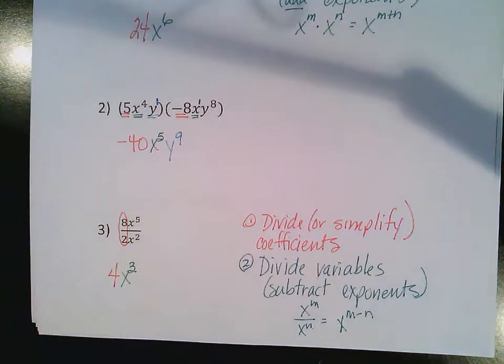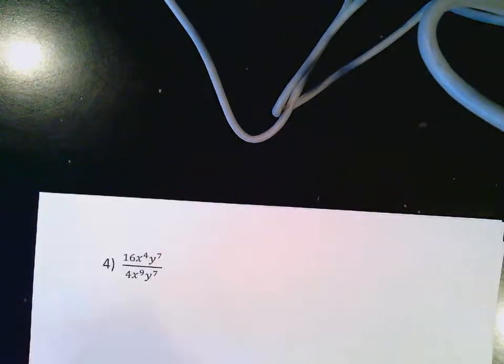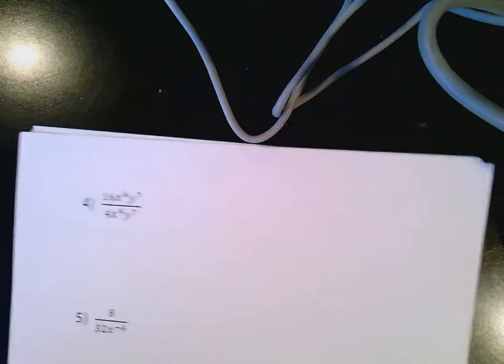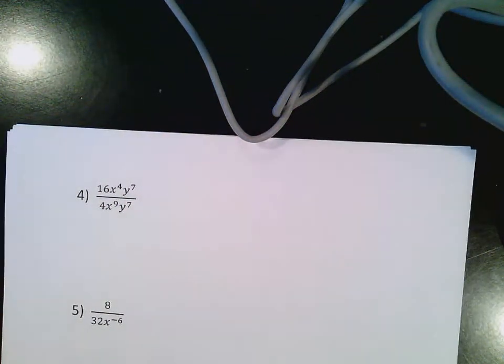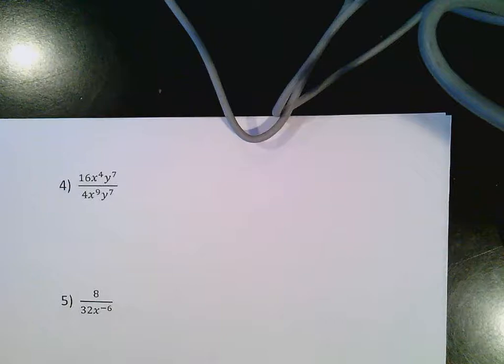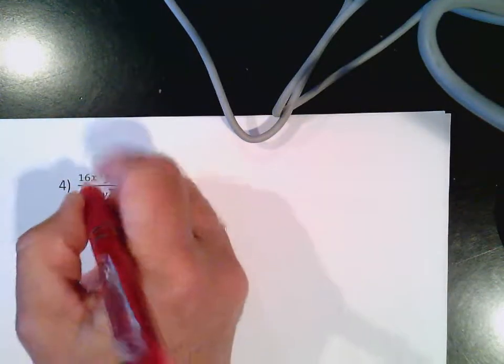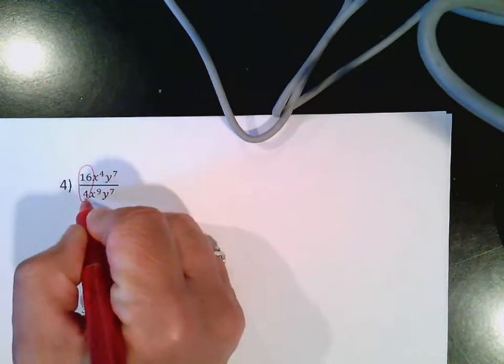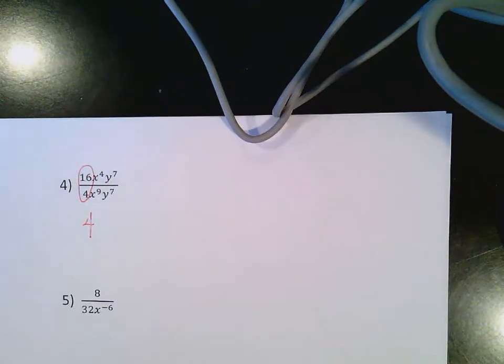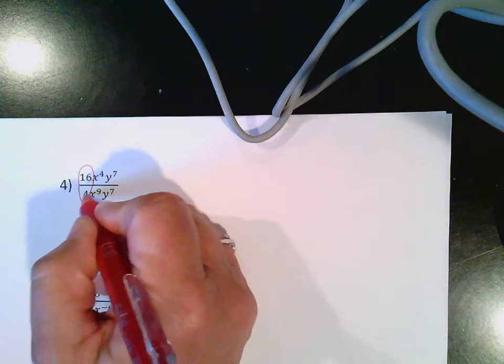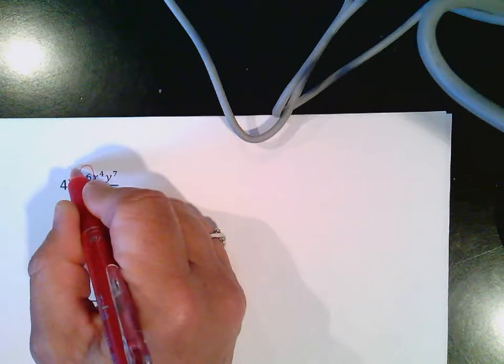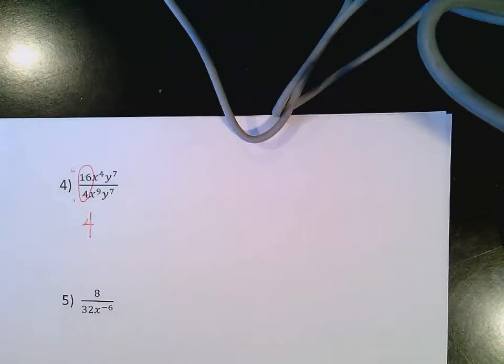So let's try that on another one. This time I've got 16x to the 4th, y to the 7th. I'm adding another variable into this one. And 4x to the 9th, y to the 7th. First thing we do is we look at our coefficients, and we're going to divide those. 16 divided by 4 is 4. Or if you wanted to simplify it, 4 goes into 4 once. 4 goes into 16 4 times, excuse me. So that's what I mean by simplify.